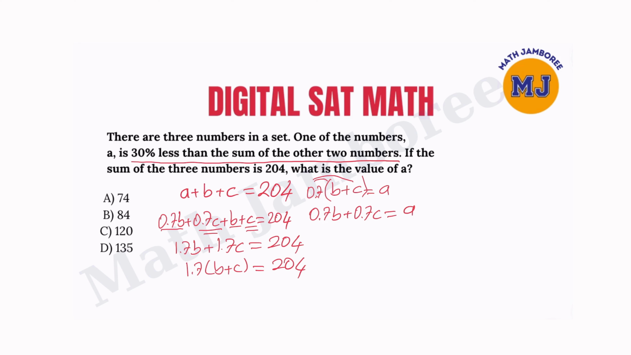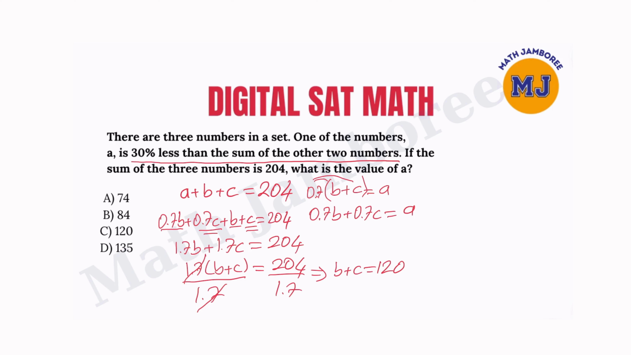To find the value of B plus C, we will just go ahead and divide both sides by 1.7. In the digital SAT exam, you will be allowed to use your calculator. It is going to be provided in the software anyway. So when you divide these, B plus C will be equal to 120.